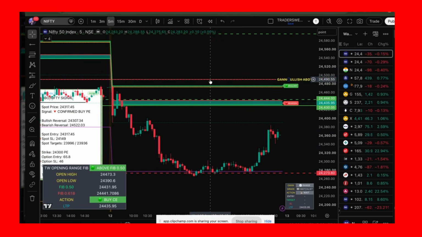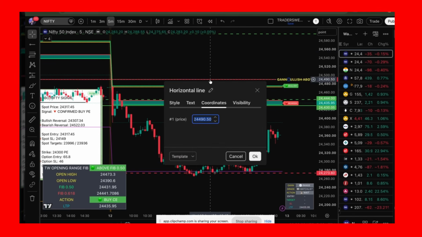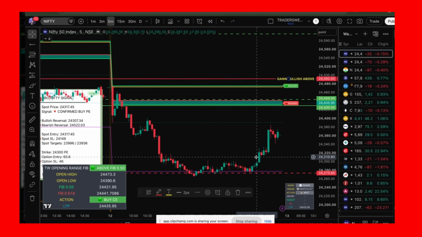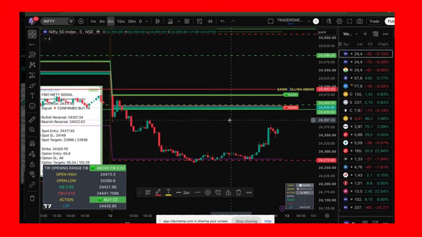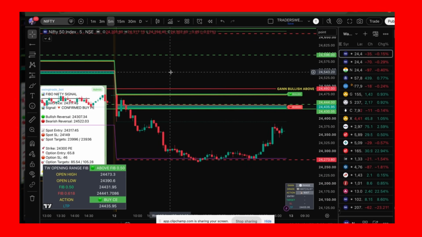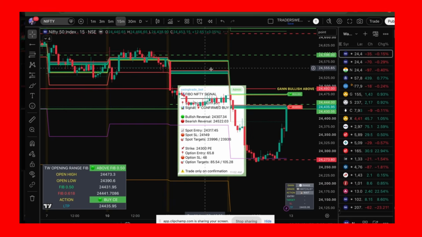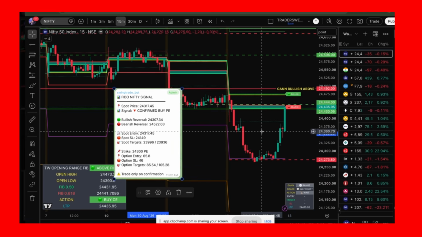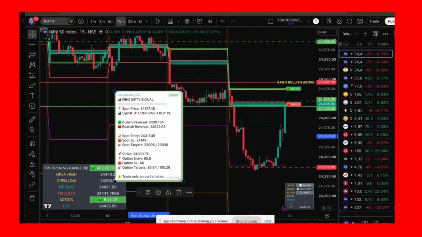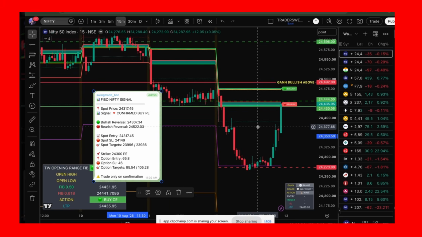24,492 is our GAN bullish. So there is no green candle crossing above that. You can change it to 3 minutes or even a 15 minutes higher time frame also. After the 5 minutes candle, that is the 15 minutes candle, you can see that there are no green candles above that. That is a clear confirmation that the market would go down.